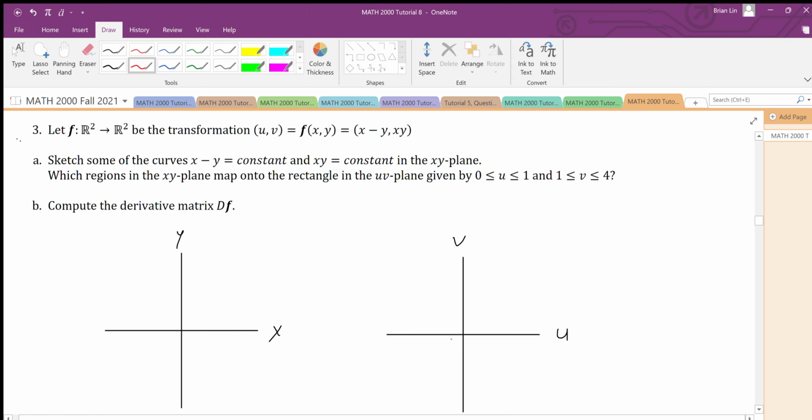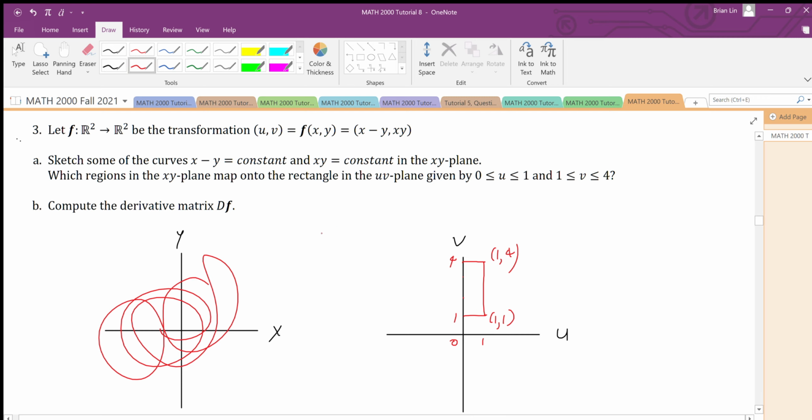So in other words, let's say this is 0, 1, 1, 2, 3, 4. So that's 4 and 1. So something like this. That's 1, 1, and that's 1, 4. So this is a rectangle. And the question is asking what region here, when I apply f to that region, I get this rectangle. And that's what we need to do.